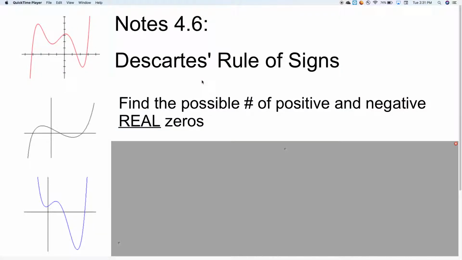So we're going to talk today just about one little piece of something called Descartes' rule of signs. And so we'll just look at what Descartes' rule of signs will do for us. Yes, Descartes is a Frenchman, René Descartes.